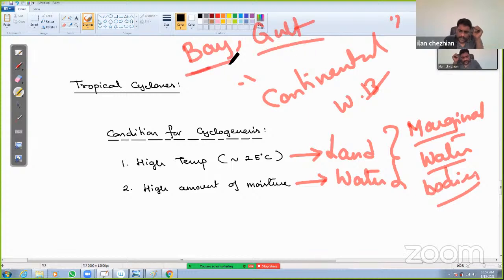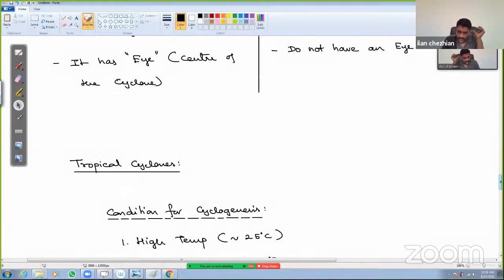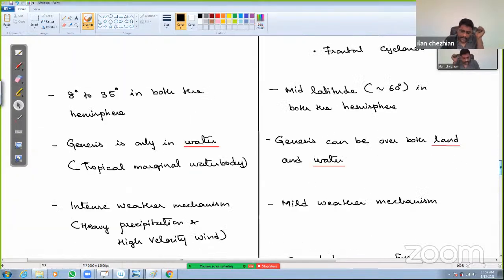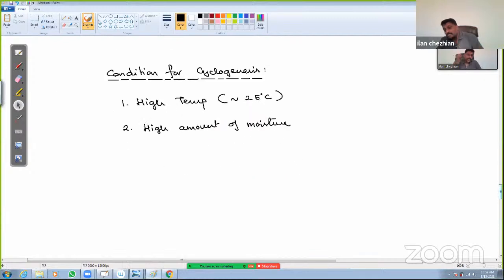My dear friends, only in this marginal water body, you can have this cyclone having its genesis. Very important. That's the reason, if you remember, I said where exactly they'll be having its origin? Tropical marginal water body. Now further, my friend, preconditions. Conditions for cyclogenesis, I told you: high temperature, high amount of moisture. Number three, cyclone as a circulation. What makes it a circulation? Coriolis force.